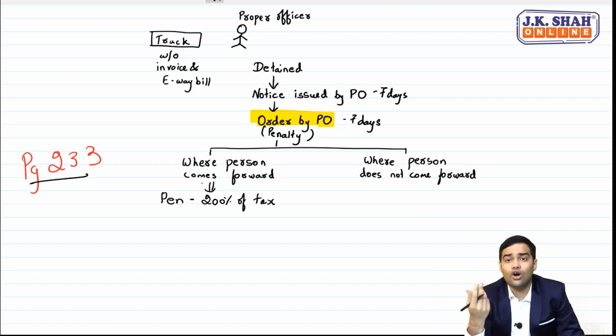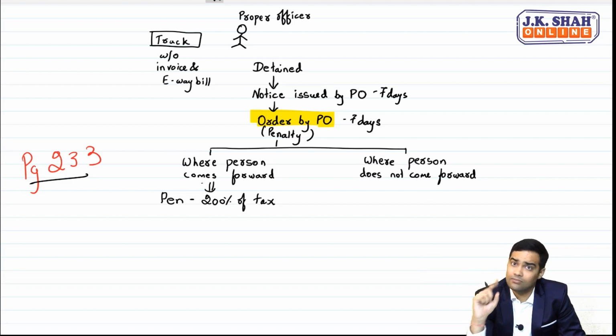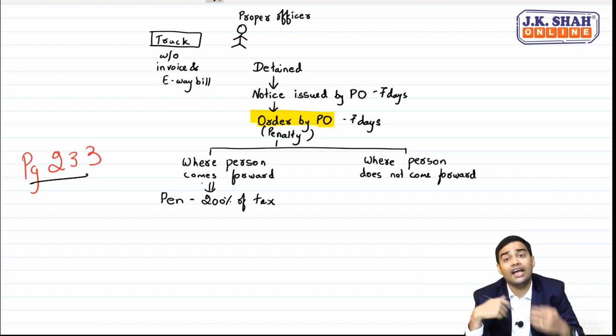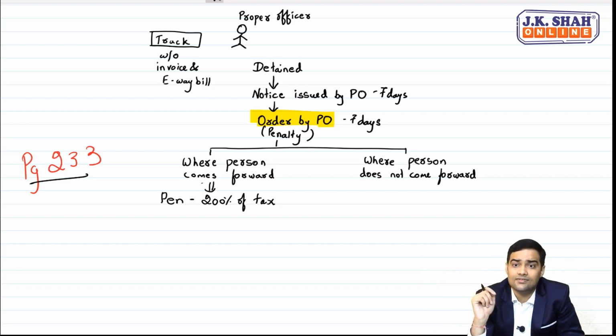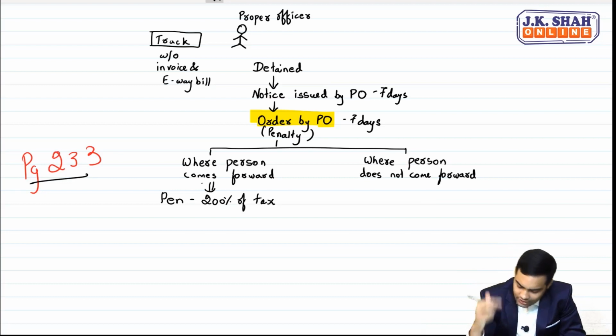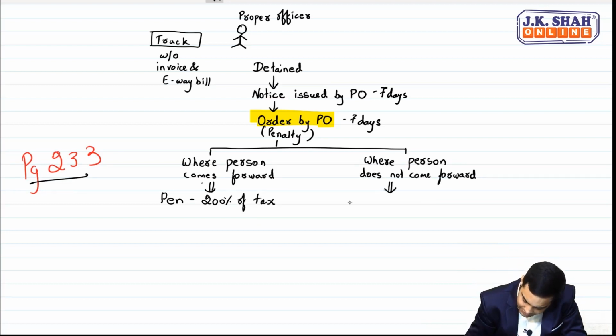He did not say that I am the owner of the goods. He was hiding and the officers caught him. That can be one case. Or second, it was not found. We did not realize whose goods these were. That's called as where the person does not come forward. Obviously, here the penalty will be higher.